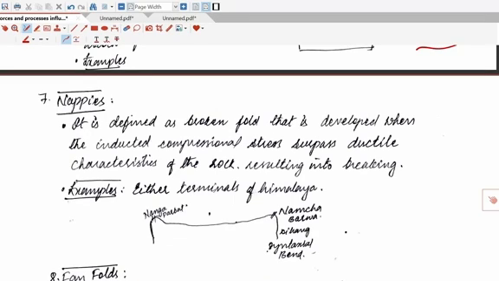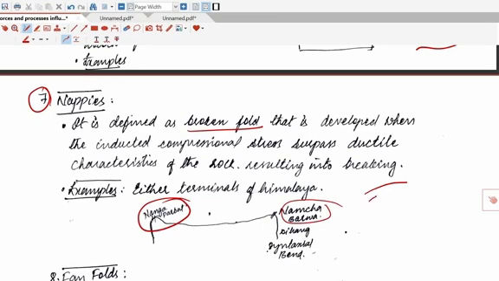And next is the nappes. It is defined as a broken fold that is developed when an induced compressional stress surpasses the ductile characteristics of rock, resulting in breaking. This is simple. See, we have an example also. This is the Nanga Parbat area and this is the Namcha Barwa.